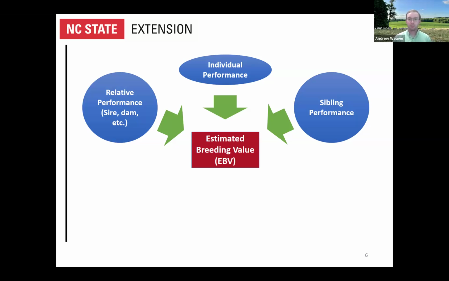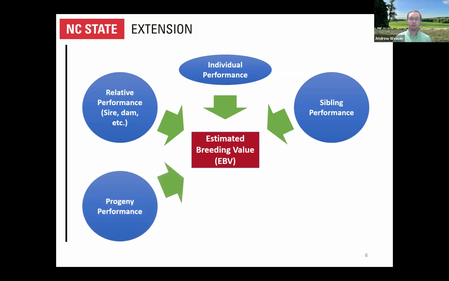Progeny performance: when that animal actually gets to maturity and begins producing offspring, we can take into account how those offspring perform. Did they perform better or worse than what we predicted that individual based on their own performance? Progeny performance becomes very valuable in the prediction of estimated breeding values.